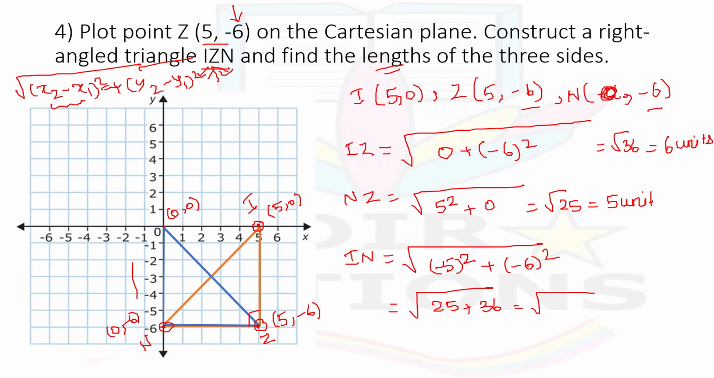So if you add 25 plus 36, we will be getting 5 plus 6 is 11, balance 1, and this is 61. So root 61 units. We can't solve this root 61, so we are keeping the answer as root 61 units itself. So now what we have found, what are the lengths? Can we mark the lengths over here? IZ is going to be 6 and NZ is going to be 5 and IN is going to be root 61. So this is the solution of this problem. We'll see the next question.